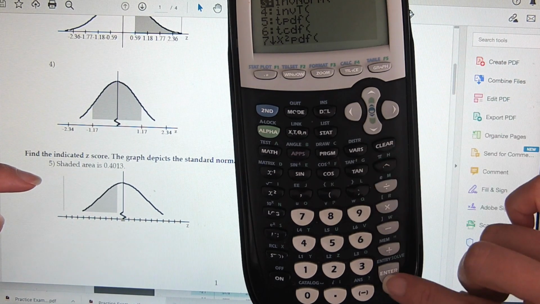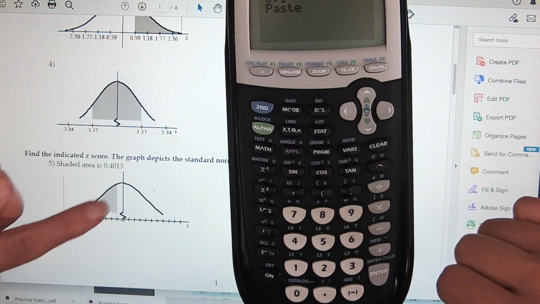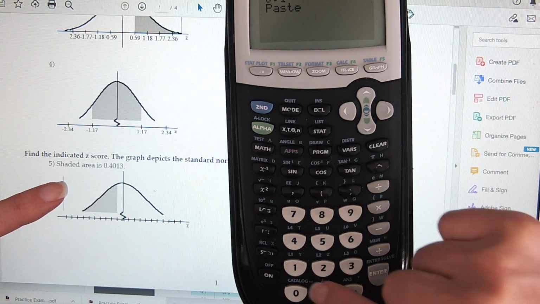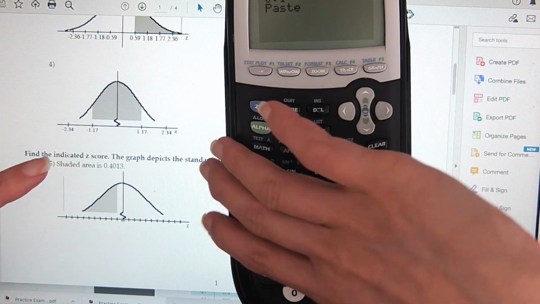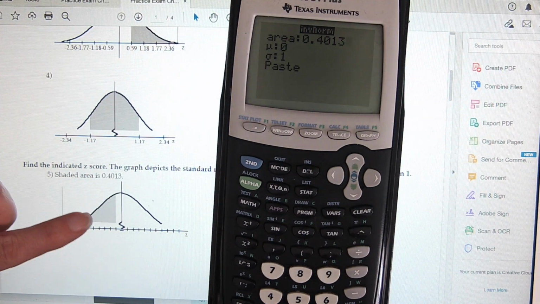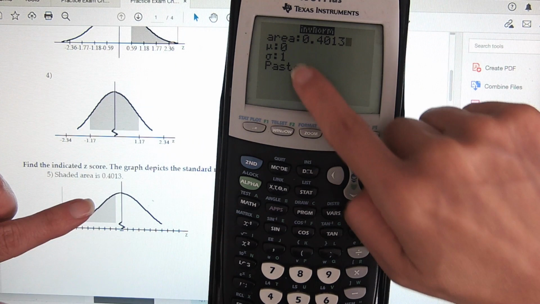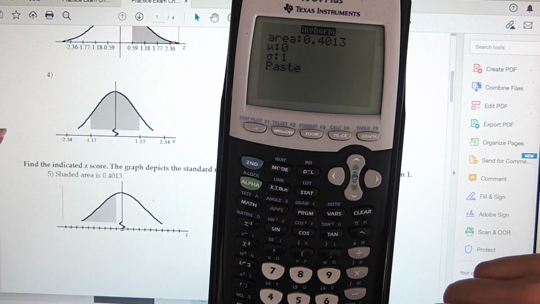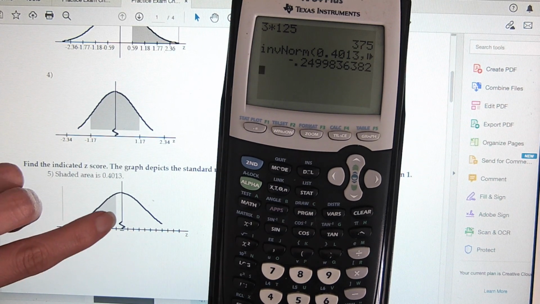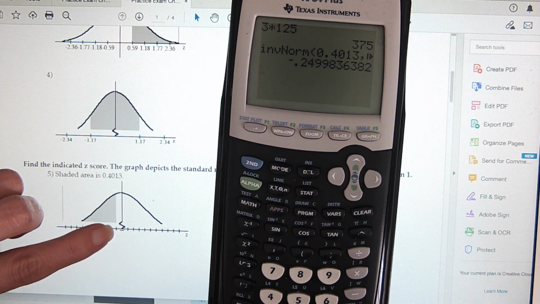Okay? Inverse norm. So what's my area? Here is 0.4013. Right? Can you see it? Okay, that's my area. That's my left side area, and the mean is 0, standard deviation is 1, so nothing changed. So that's the answer. That's exactly where the point is.